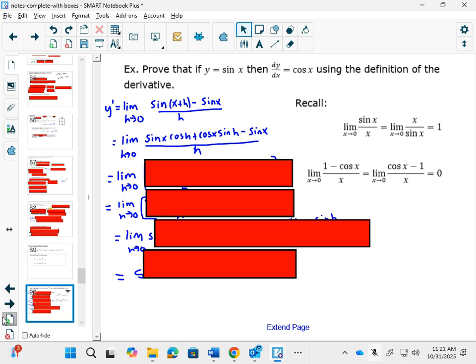And on first glance, this doesn't look like it's very helpful. But if we have these limits in mind, we might be able to make things look like those limits.